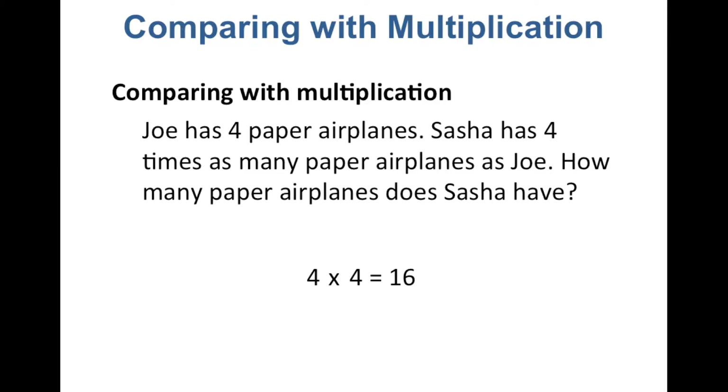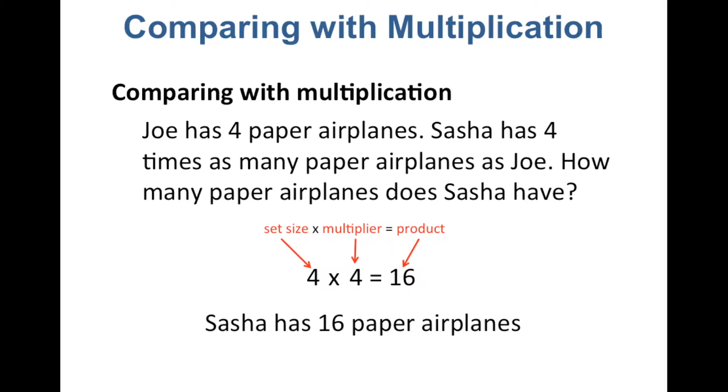Another way to think about this, or words you might see used, is to set up the problem as set size times a multiplier equals a product. Our set size in this problem is 4. We know that Joe has one set of 4 paper airplanes. And we know that Sasha has 4 times that set size. She has 4 sets of 4. And that gives us our answer, our product of 16. Sasha has 16 paper airplanes.